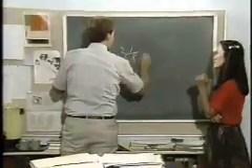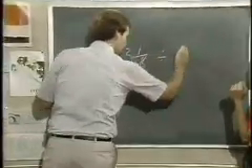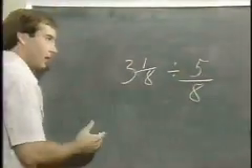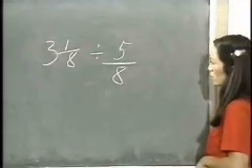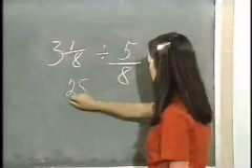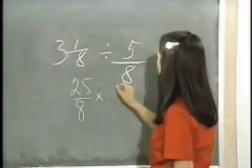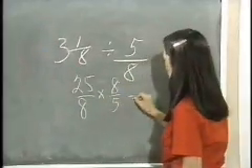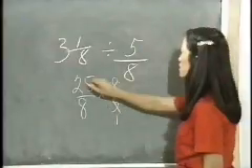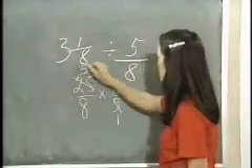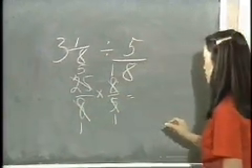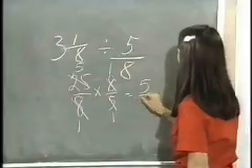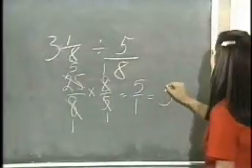3 1/8 divided by 5/8. Okay, operate. 3 times 8 equals 24, plus 1 equals 25/8, times 8 over 5. Now 5 goes into 5 once. 5 goes into 25 5 times. The 8's just cancel out, so we get 5 over 1 times 1 over 1 equals 5 over 1, or just plain 5. By Jove, I think she's got it.